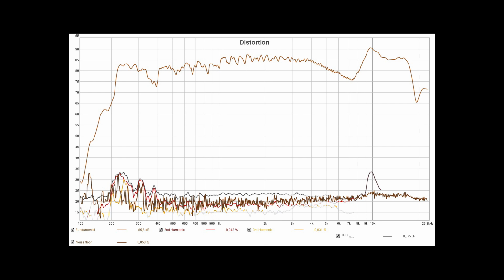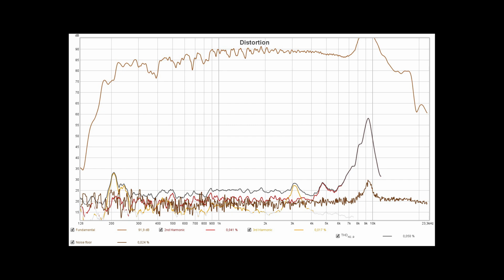So this is the distortion plot of the single-ended version at this same 2.85 volts. Here you can see that distortion is too low to have an idea what's going on, so I probably have to increase the output to do so. What is visible is the peak at 10K, and also that the distortion rises the lower you go.